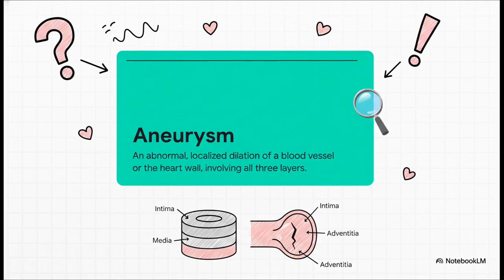For it to be a true aneurysm, all three layers of the wall, the intima, media, and adventitia, all of them must be involved. This is not just a surface swelling, it's a fundamental weakness of the entire vessel wall, which makes it so prone to rupture.